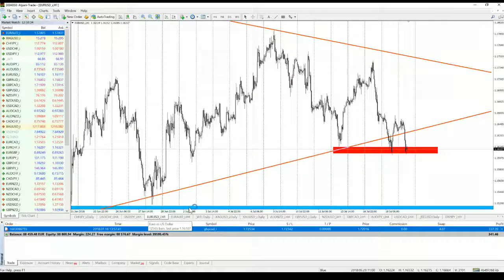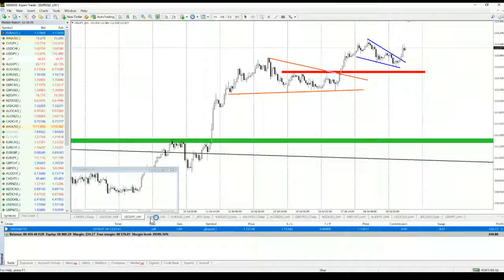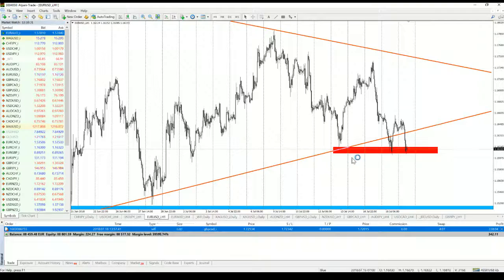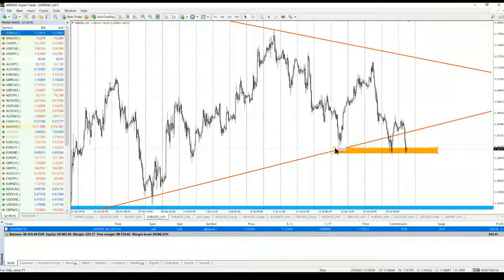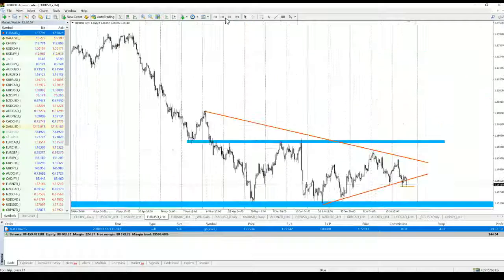American dollar to euro, or euro to American dollar. Maybe if not American dollar to Japanese yen, maybe I will open a short position here, just for you to see better. Actually, you know, you need to adjust to the current situation. So those lows were beaten.